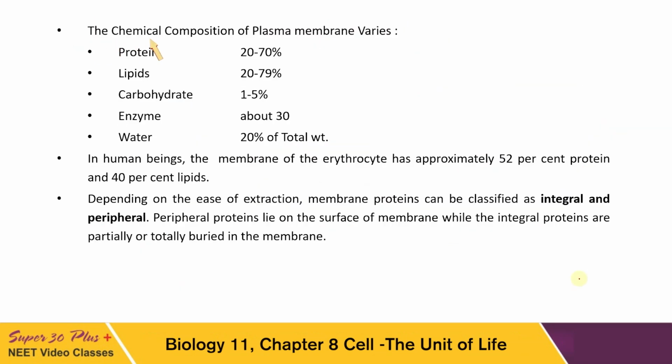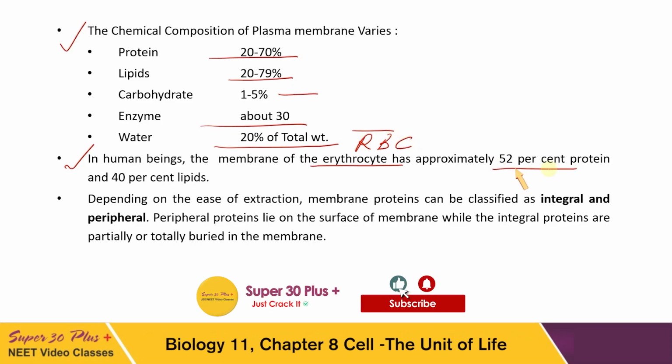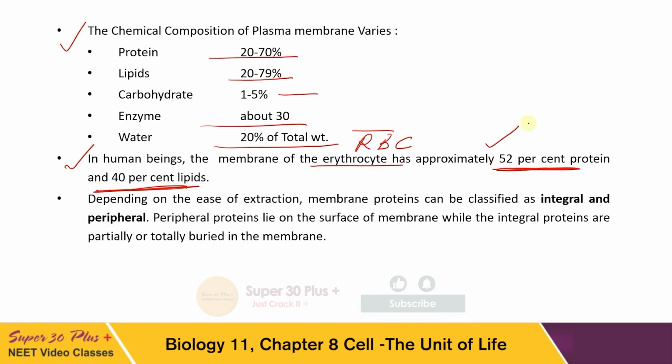What are the chemicals usually found in the plasma membrane? Protein is there, and the proportion of protein and lipid will vary. Lipids are 20 to 79%. Carbohydrates are comparatively very low, 1 to 5%. About 30 enzymes are found, and water is about 20% of the total weight. Important question: in human beings, the membrane of the RBC, the erythrocyte, has approximately 52% protein and 40% lipid. You have to remember this; this question has come many times in examinations.